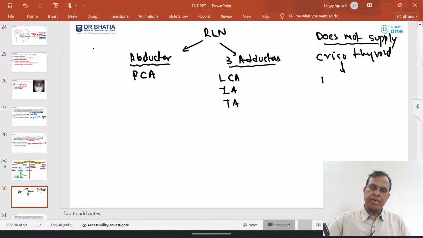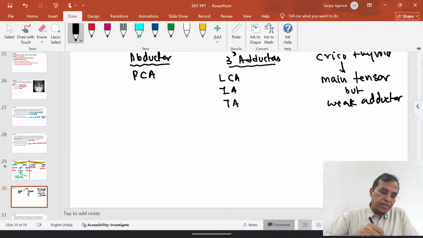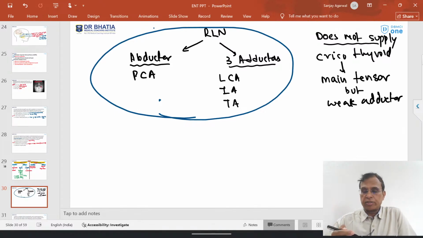Cricothyroid is a main tensor. इसका काम टेंशन है मेनली. तो ये अडक्शन अबडक्शन में काम नहीं करता, बट वीक अडक्टर है, बट मेन काम इसका टेंशन है. दैट मीन्स रिकरेंट नर्व के अंदर ये वाले फाइबर्स है, अबडक्टर और अडक्टर्स.